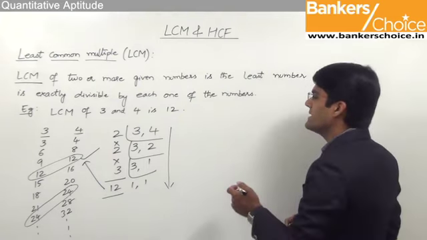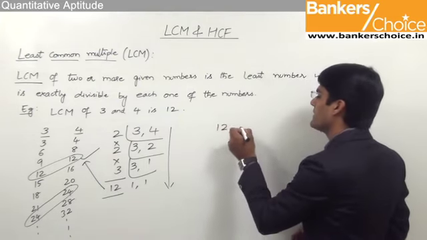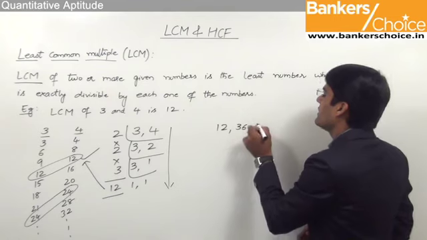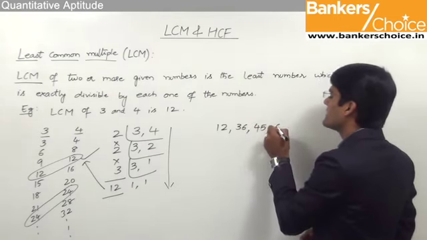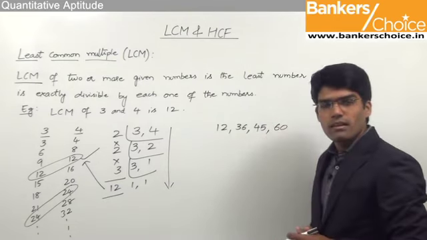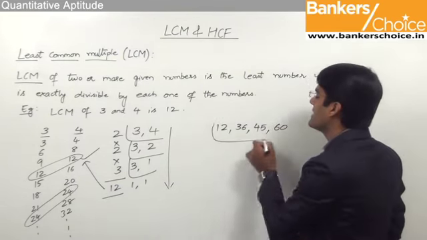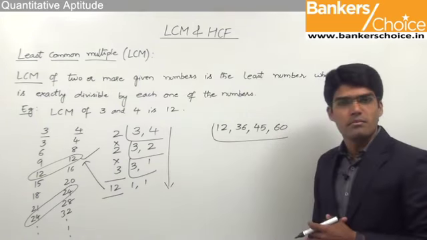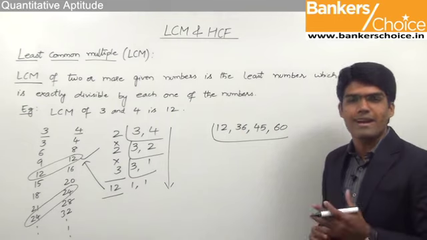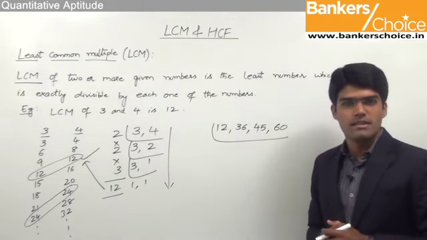Let us find out the LCM of the numbers 12, 36, 45 and 60. Now we have to find out the LCM of these four numbers. So as discussed, first we need to write down all the numbers in a straight row and then find out the factors which can divide maximum of these numbers.